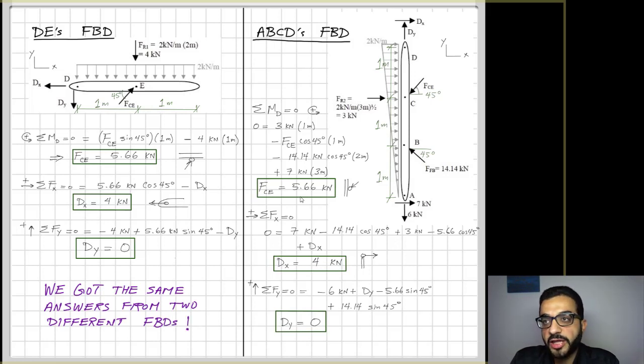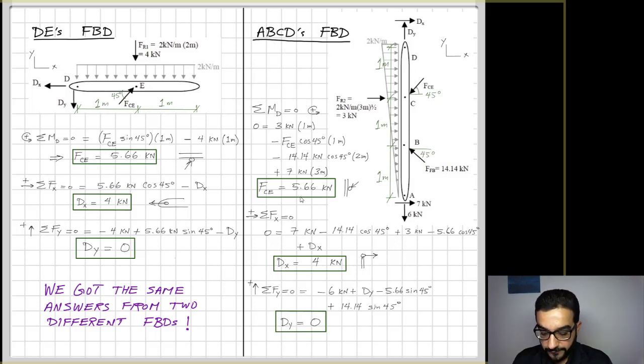Why is that? Because I had two free body diagrams giving me 6 equations total, and I have 3 unknowns. The problem was set up in a way that these 3 unknowns exist in each one of these free body diagrams. Each free body diagram gives us 3 equilibrium equations for 3 unknowns, so I'll be able to solve regardless of which free body diagram I analyze. So that's the end of this problem.